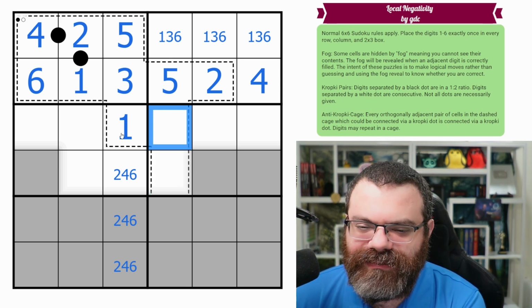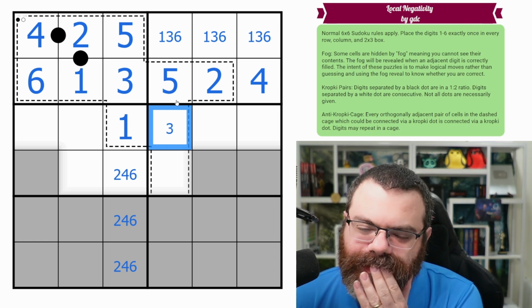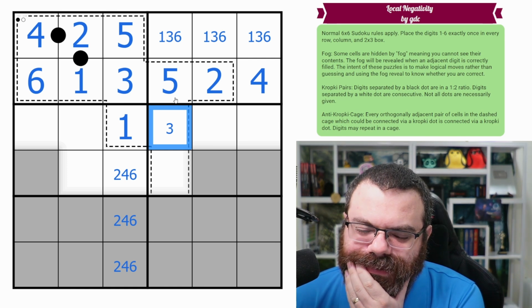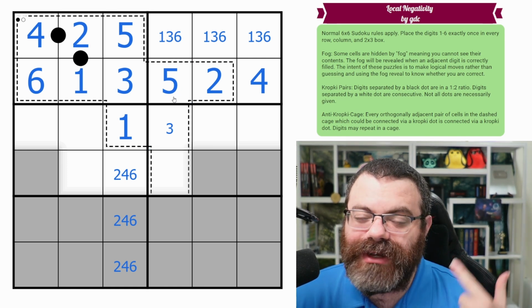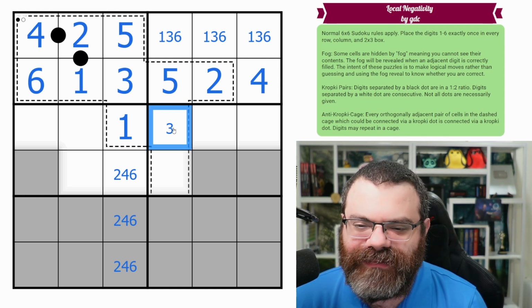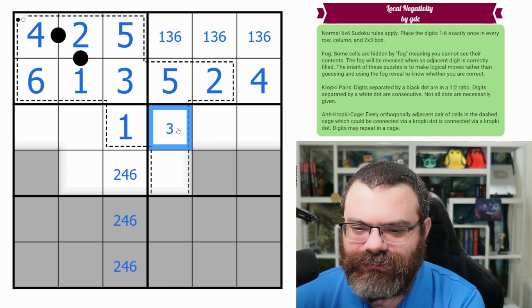So this can't be 1, it can't be 2, it could be 3, it can't be 4, 5, or 6. Oh, it's a naked 3. Oh, that's kind of crazy. Yeah, 5 removes 4, 5, and 6. So a digit that isn't 1 or 6 already removes at least 3 digits from the possibilities. That's crazy. All right, so that's a 3.